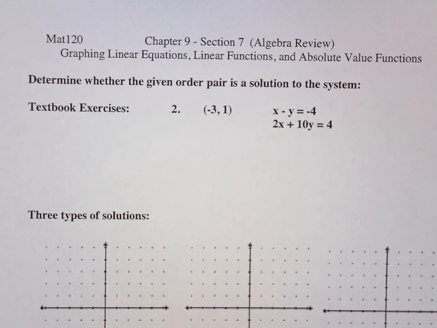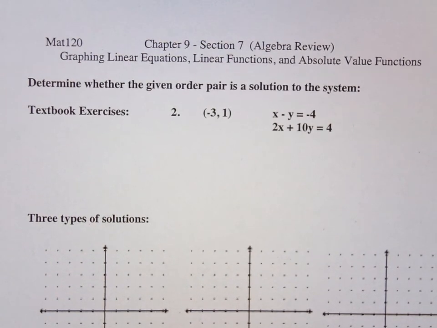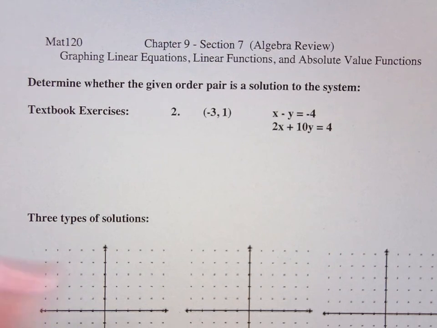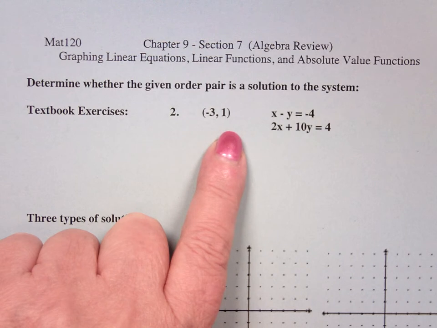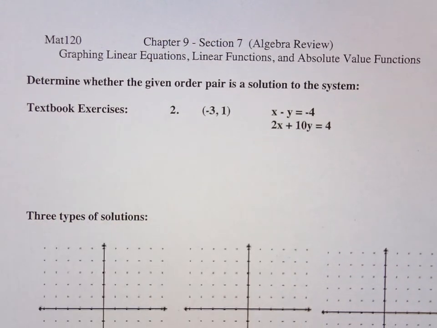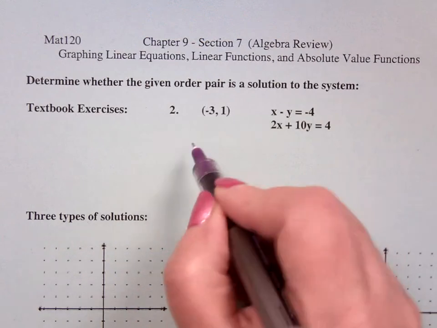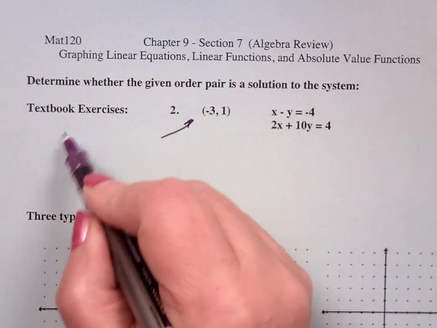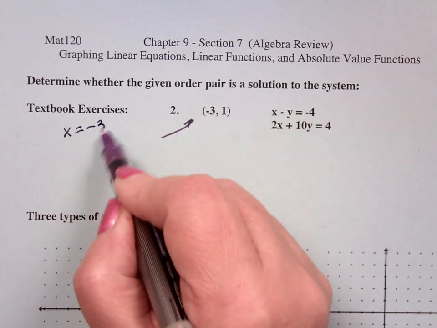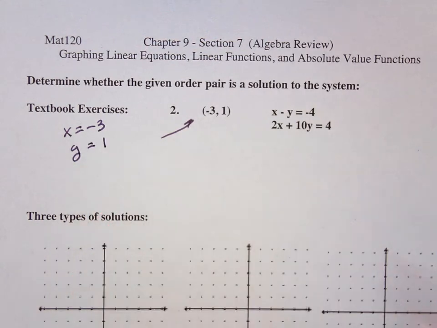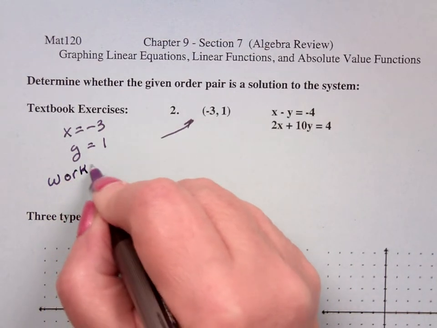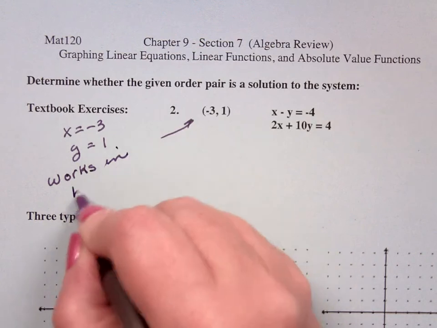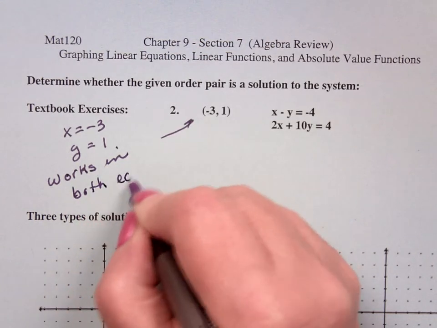These are systems of linear equations. And when we look at this, it says, is negative 3, 1 a solution to the system? A solution to the system would mean that x equals negative 3, y equals 1 works in both equations.